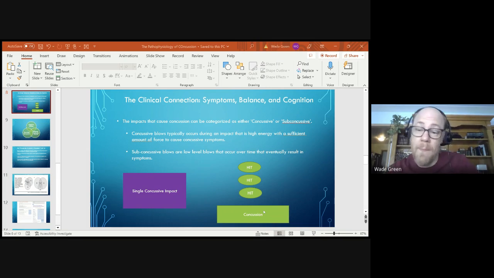So the main difference between concussive blows and subconcussive blows is simply how they occur. Right. The symptoms are still the same. That person is still experiencing the same type of symptoms and difficulties, but the point that was being made there was that they can still get them.